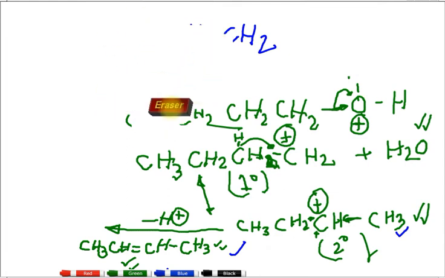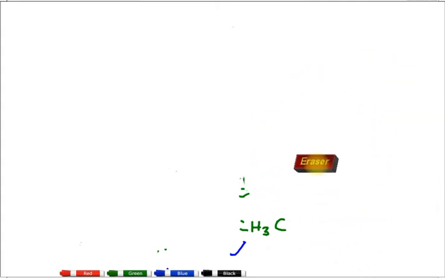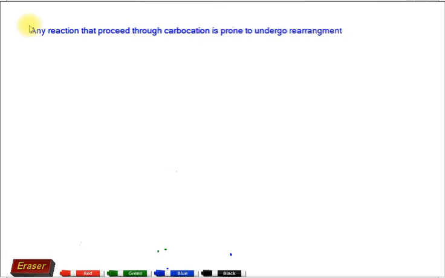Any reaction that proceeds through carbocation is prone to undergo rearrangement. This is a very important point, please note it down. I will write it here. You can see in many reactions this happens, we will see later. So, any reaction that proceeds through carbocation is prone to undergo rearrangement. This is not only valid for dehydration of alcohol, but for many other reactions in which carbocation is an intermediate.